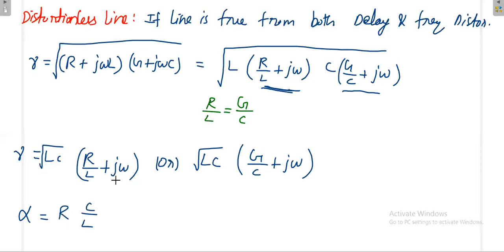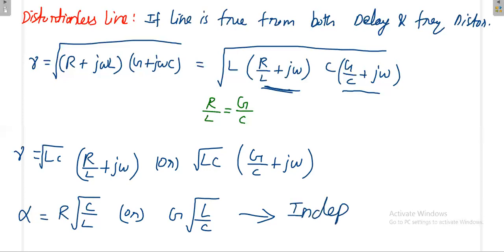I am not taking the imaginary component because I am writing only the real component. Similarly, if you take the real component from this, that is equal to G divided by square root of L by C. So very clearly my alpha, the attenuation, is independent of frequency. If I apply this condition, my alpha is independent of frequency.